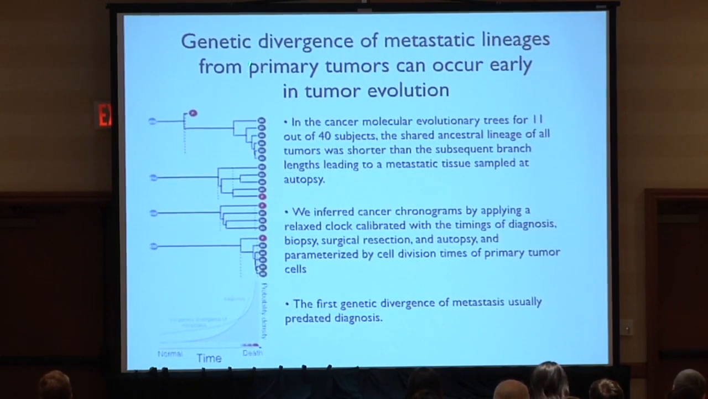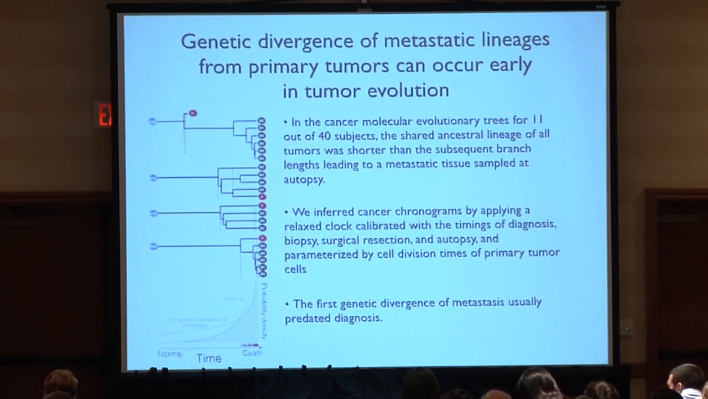Similarly, if we look at when the genetic divergence of metastatic lineages occurred from primary tumors, we can see it can happen very early in tumor evolution, which also argues against very specific mutations occurring in order to engender metastasis. So in the cancer molecular evolutionary trees for 11 out of 40 subjects, the shared ancestral lineage of all tumors was shorter than the subsequent branch lengths leading to a metastatic tissue sampled at autopsy. So this is one example of that. I tried to just sample some of them to give you an idea proportionally of what kinds of trees we were getting.